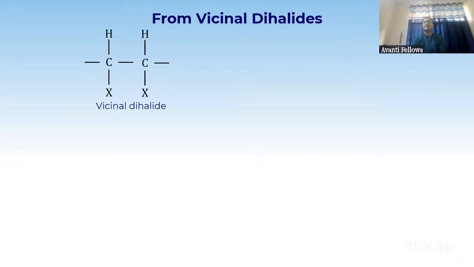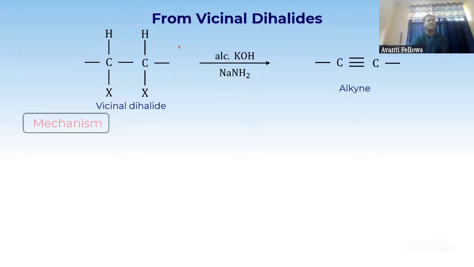That is, when one halogen atom is attached to each of two adjacent carbons, then we call this a vicinal dihalide. So when we treat this vicinal dihalide, halides on consecutive carbons. Good, Harmit. Good. So when we treat the vicinal dihalide in presence of alcoholic KOH and NaNH2, remember this thing, then alkyne formation will take place.